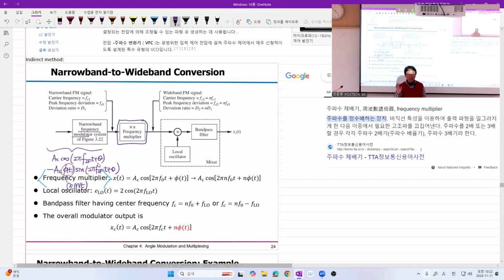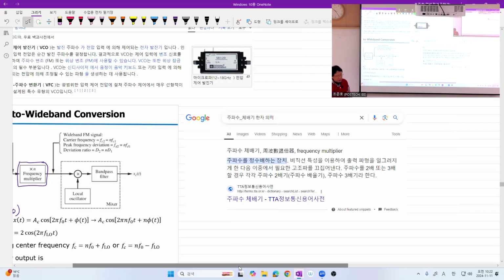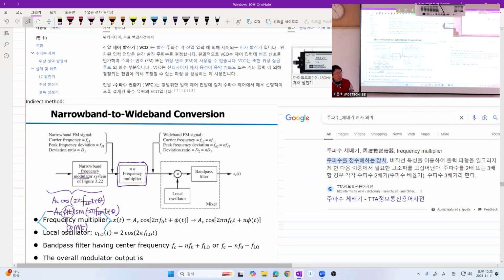They devised a component called a frequency multiplier. And in Korean, it's called 주파수 채배기. And it has a very complicated Chinese character like this. See that? 주파수 채배기. And you rarely see this character. But anyway, it's a frequency multiplier. Precisely speaking, what it does is that it multiplies n to the phase angle of its input.